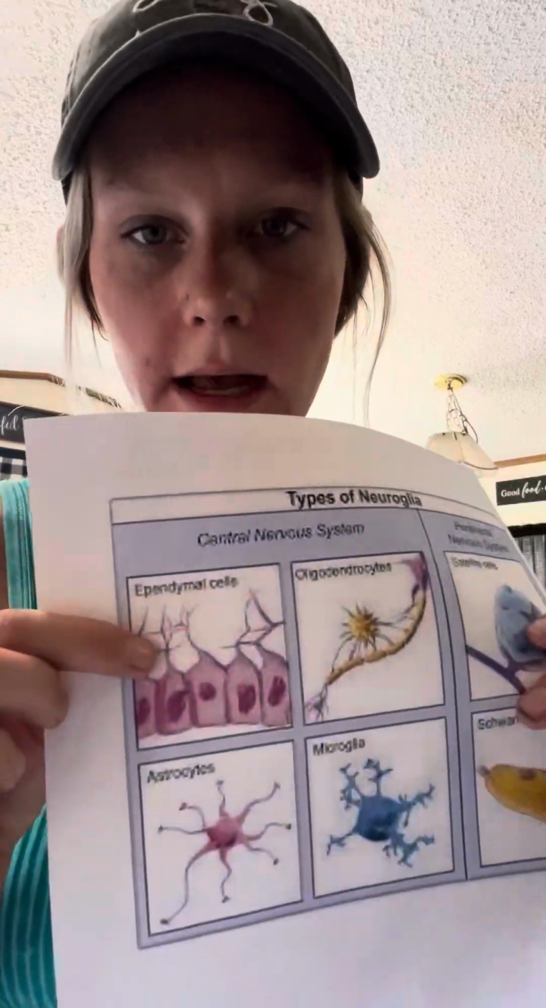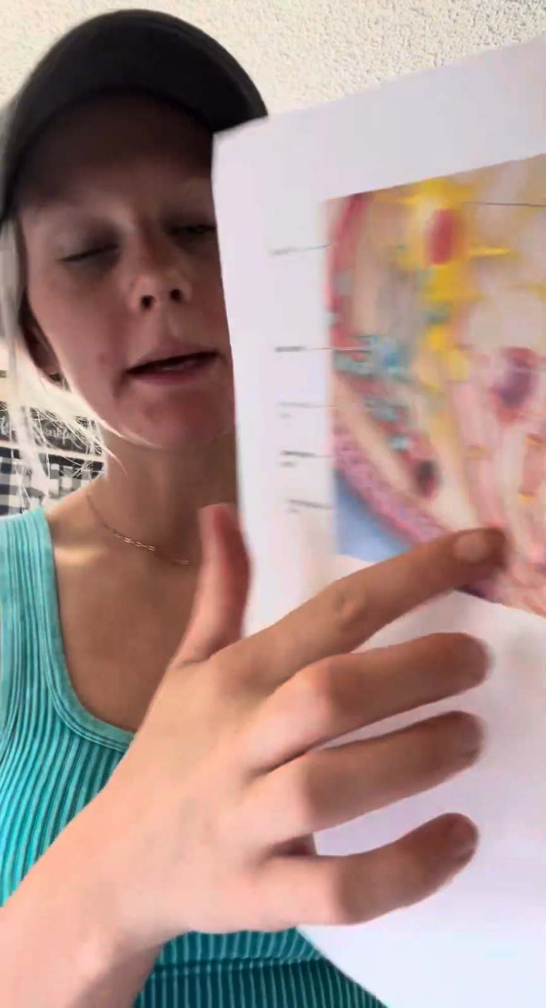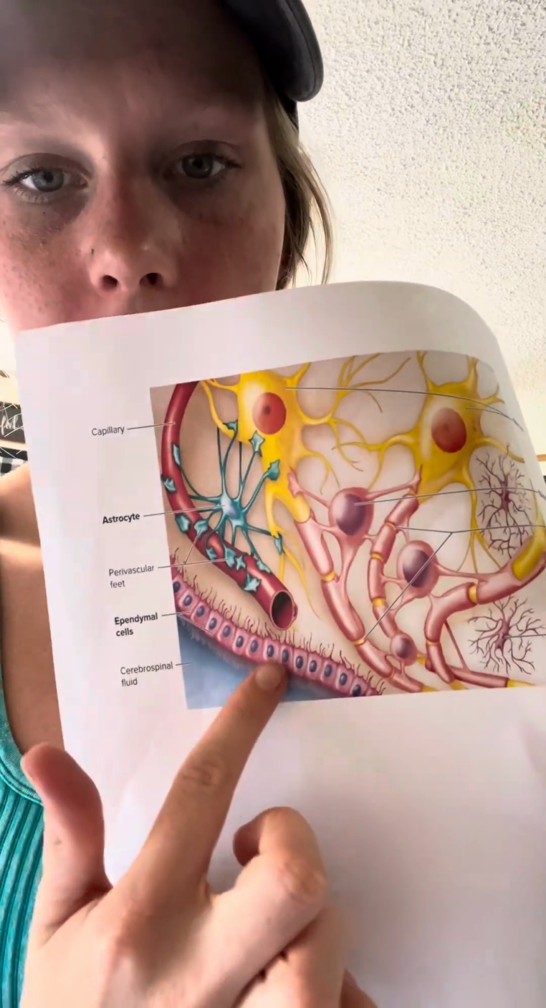Then you have ependymal cells. These are cells that line the ventricles of the brain and the central canal, and they help produce your spinal fluid. And here are those ependymal cells, and another picture right here.